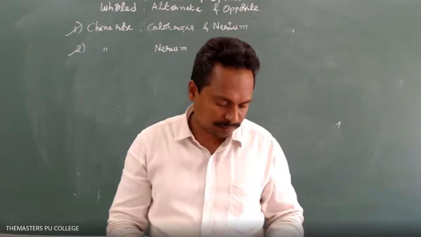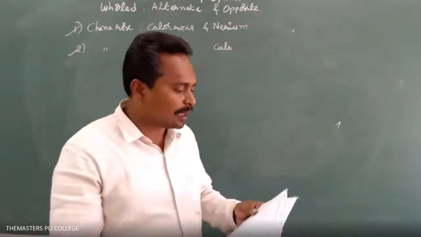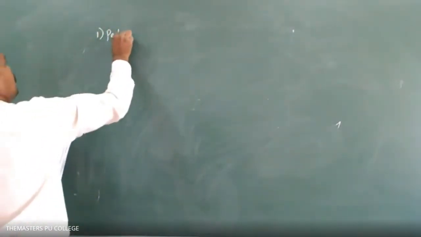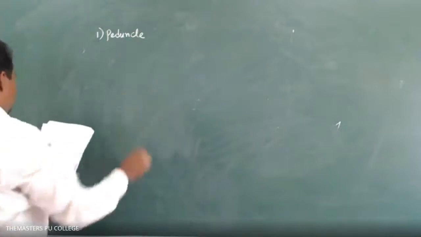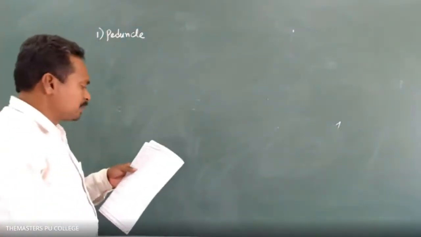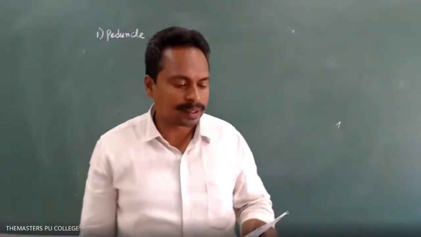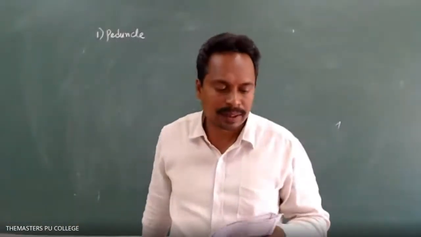Next. Axis of the inflorescence is called peduncle. Yes, peduncle. Very good. Option 1 is peduncle. Option 2 is thalamus. Option 3 petiole. Option 4 is the pedicel. First option is the correct answer.